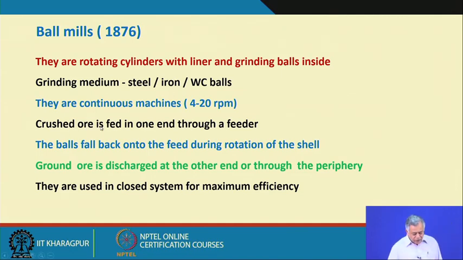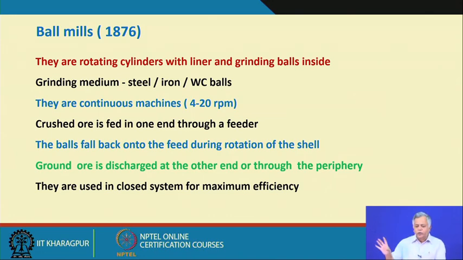The ore to be crushed is fed in at one end through a feeder. The balls fall back onto the feed during rotation of the mill. We have shown that it falls back, and the ground ore is discharged at the other end or through the periphery. That is called the peripheral discharge.